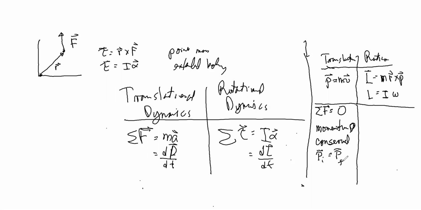Analogously, for rotational motion, if the net torque on a system is 0, then we have that the angular momentum is conserved. So that if we consider the angular momentum at two different times, we can say that L initial equals L final, in case the net torque on the system is 0.